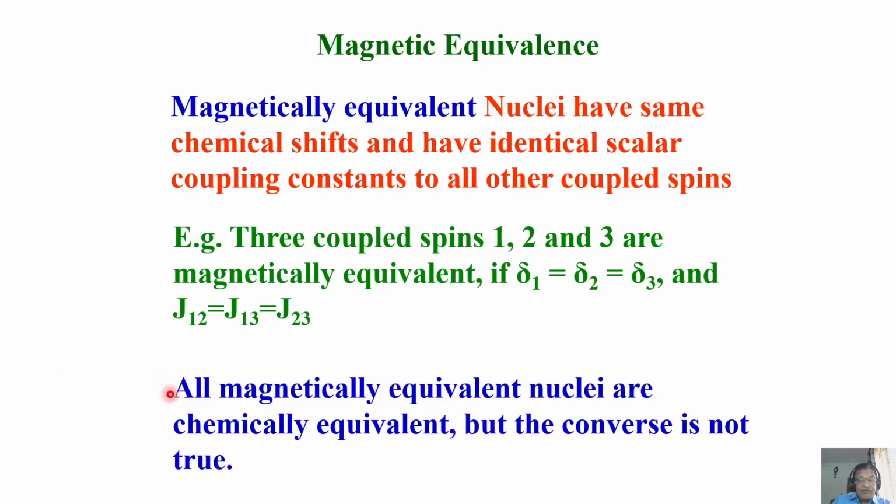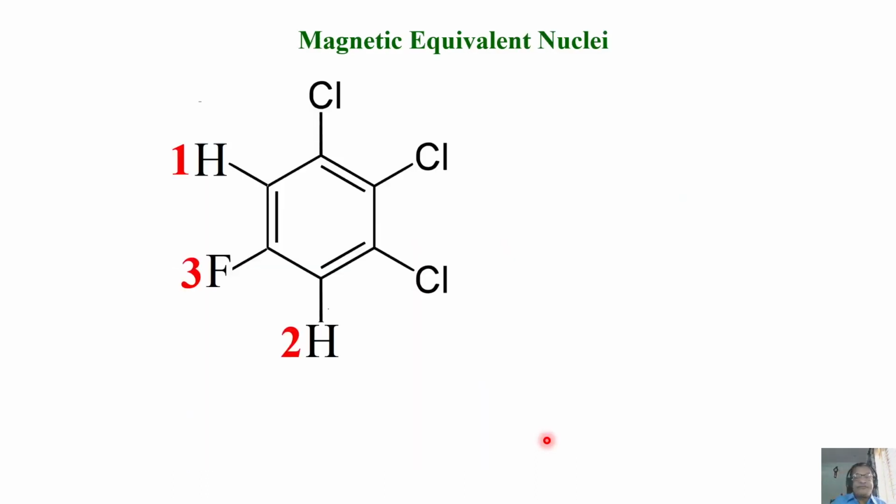the converse is not true. If I take all magnetically equivalent nuclei, like this one, delta 1, delta 2, this one is there. That means they have to be invariably chemically equivalent. But if this is chemically equivalent, it need not be magnetically equivalent. That is a reverse case. So the concept is very simple: all magnetically equivalent spins are invariably chemically equivalent, but all chemically equivalent spins need not be magnetically equivalent. It's an important point you must understand.